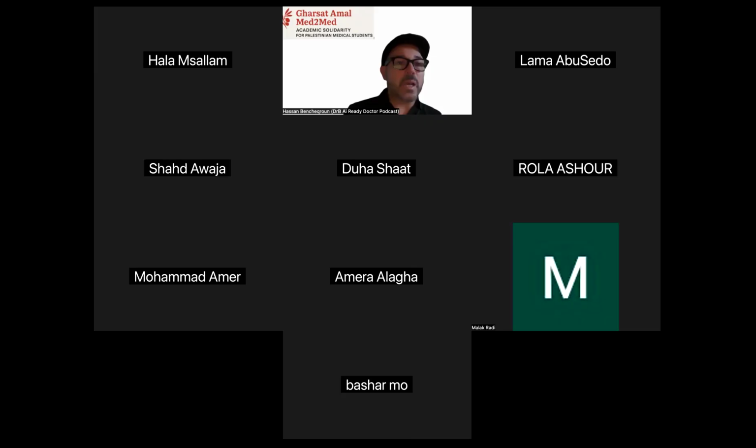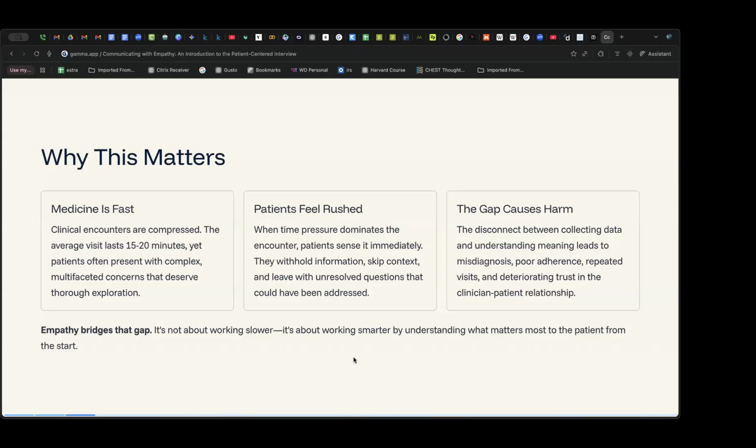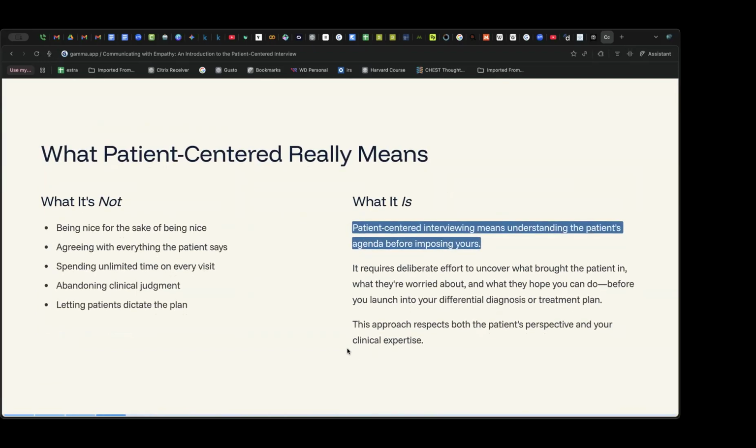So we talked about mirror and validate. We talked about body language, how you should be at the level of the patient, and how you come closer to speak to them. What it means is it's patient-centered: you understand the patient's agenda before you bring yours.